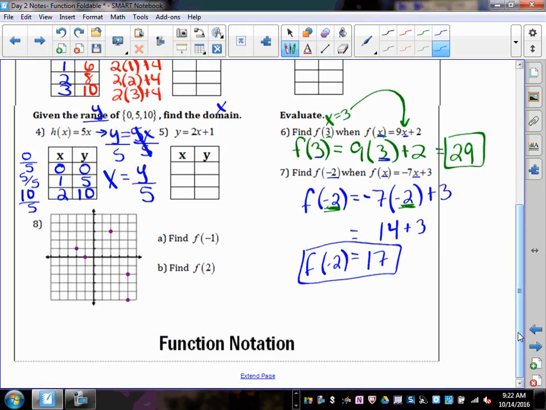If I were to graph this, negative 2, and then up to 17, however high that is. This is your x value, this is your y value. F of x gives you your y.